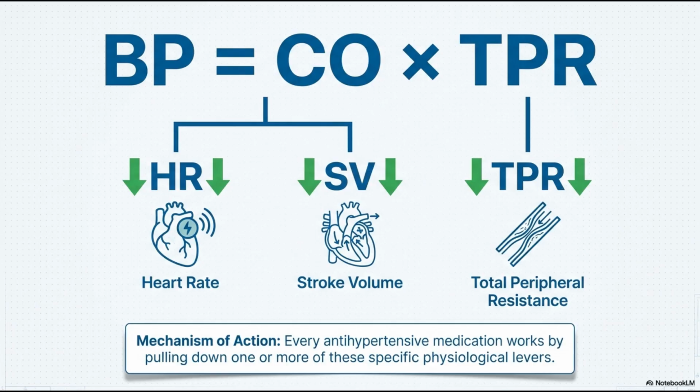For instance, if we decrease the heart rate or stroke volume, we lower the cardiac output. If we dilate the peripheral vasculature, we lower the resistance. Either action results in a decrease in systemic blood pressure.